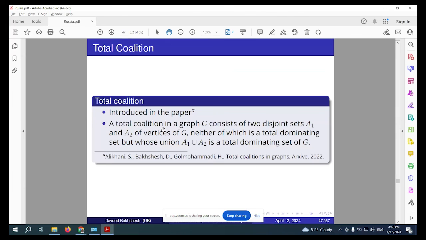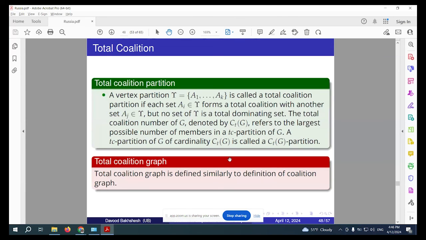Okay, according to this definition, total coalition is defined. Total coalition was introduced in the paper entitled "Total Coalition Graph" located on arXiv. A total coalition in a graph G consists of two disjoint sets A1 and A2 of vertices of G, neither of which is a total dominating set, but whose union is a total dominating set of G.